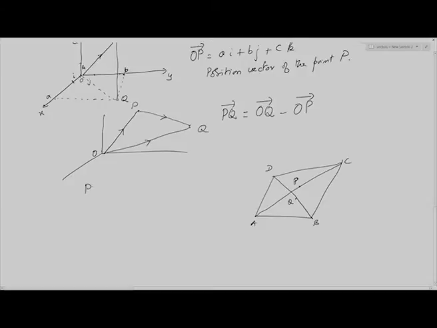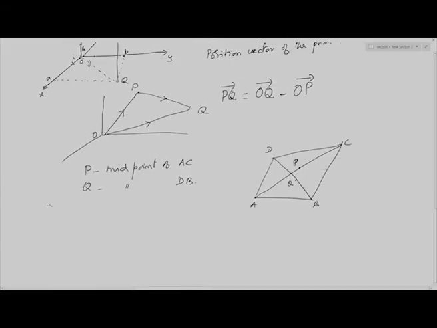P is the midpoint of AC, but how to represent P and Q I will explain next. For this problem, you can just say that P and Q are the midpoints of the diagonals. So, P is the midpoint of AC and Q is the midpoint of DB. With that understanding, now let us show that. This problem will make you familiarize with the representation of vectors.